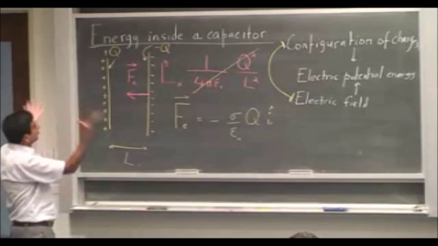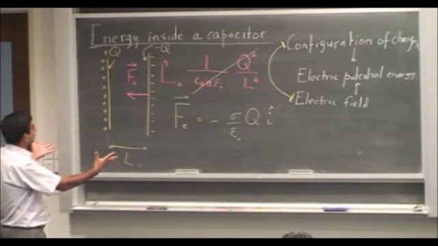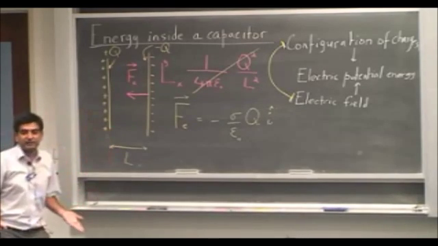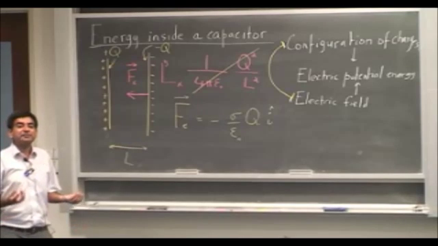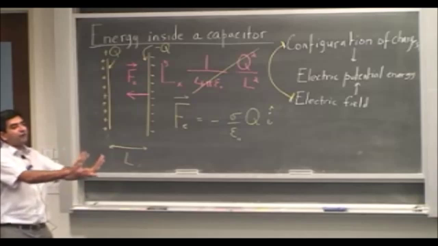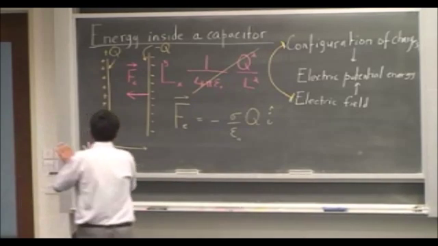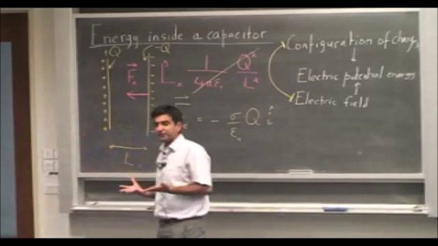Of course there is no external agency, there is no engine that's running. This system is isolated from its environment. So there must be energy somewhere that is preventing the fallback of the negatively charged plate. Likewise, there is some energy that is preventing the fallback of the positively charged plate.